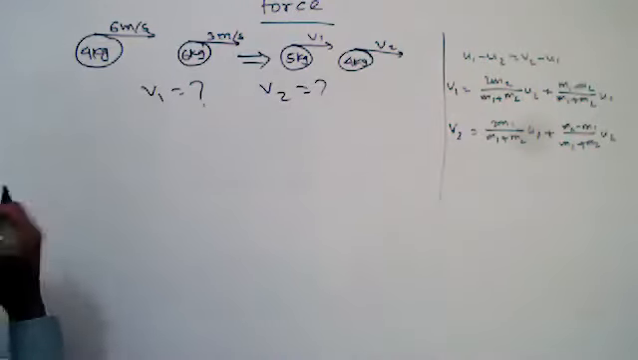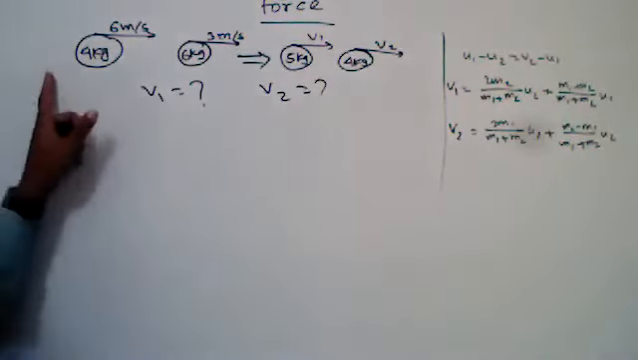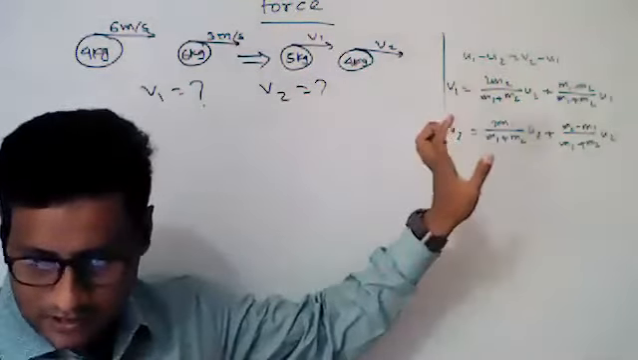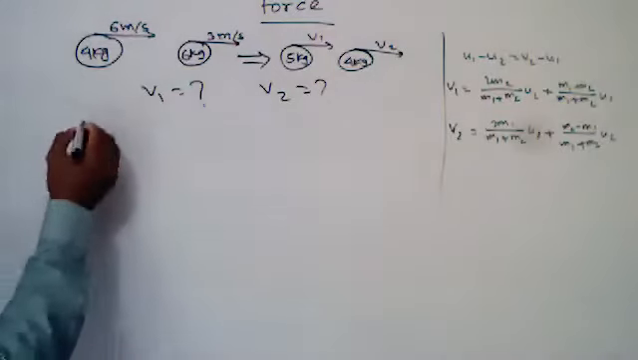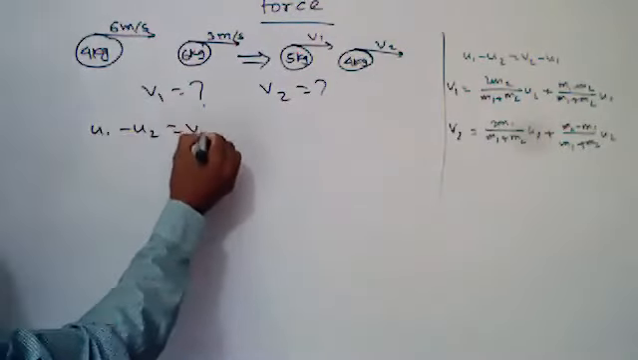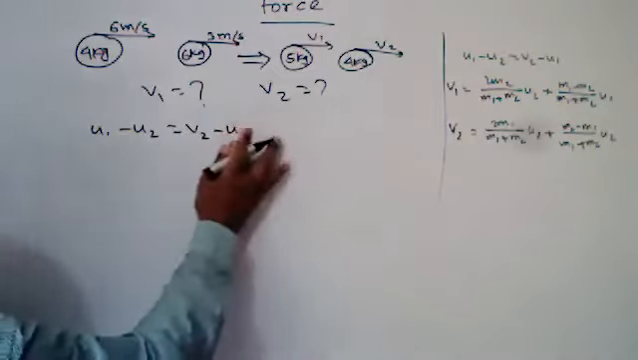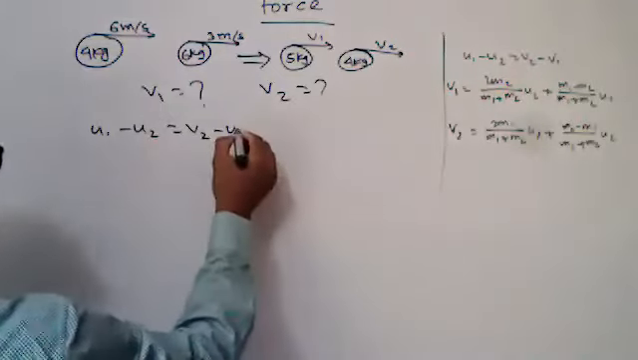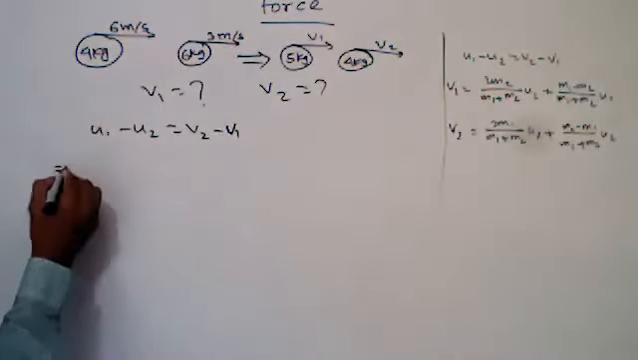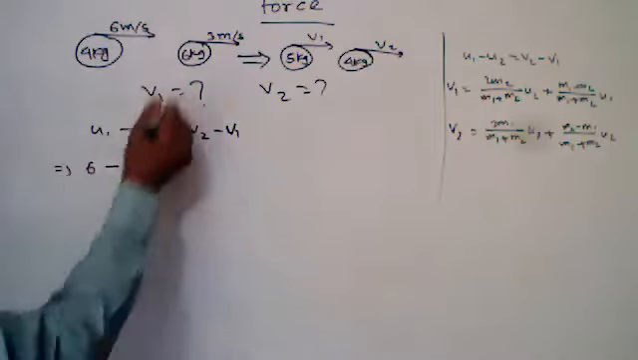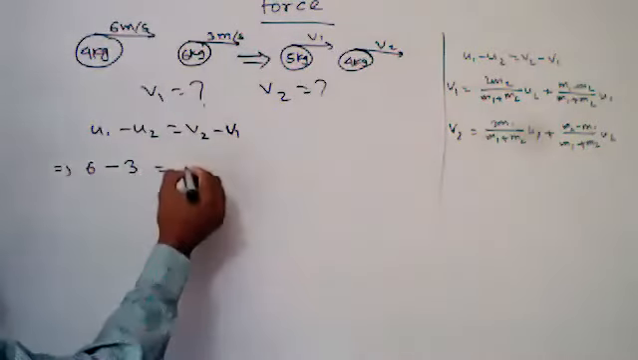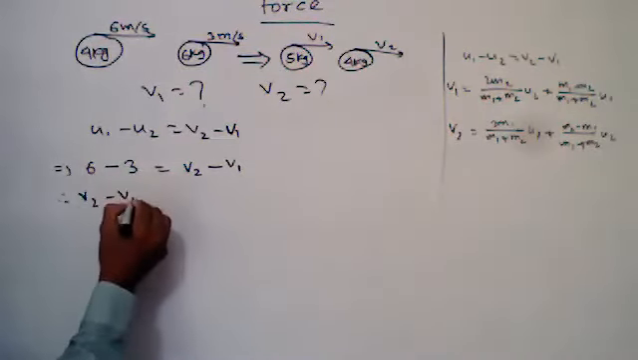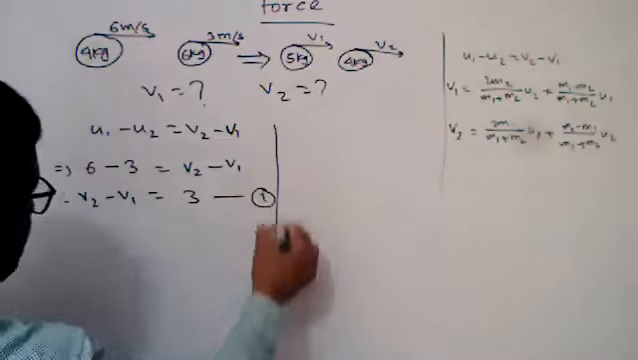Okay, now come on. You cannot use conservation of momentum directly, because B1 and B2 both are unknown. So at first we write U1 minus U2 equals B2 minus B1. U1 means 6, U2 means 3. So B2 minus B1 equals 3. This is equation number 1.